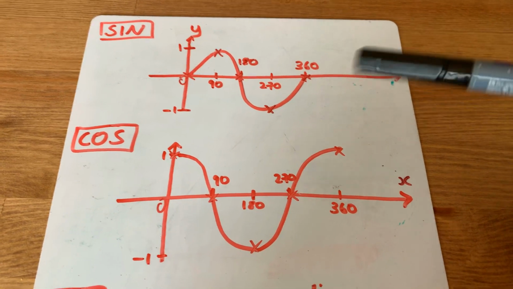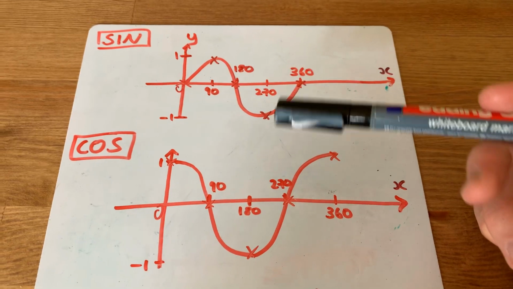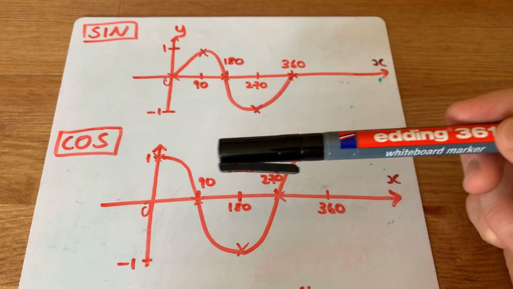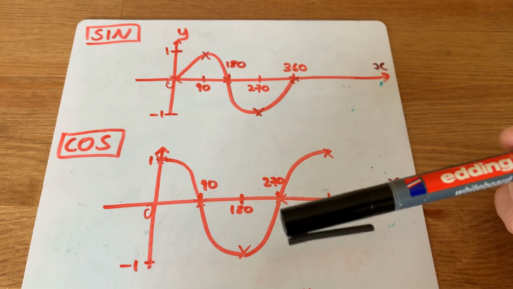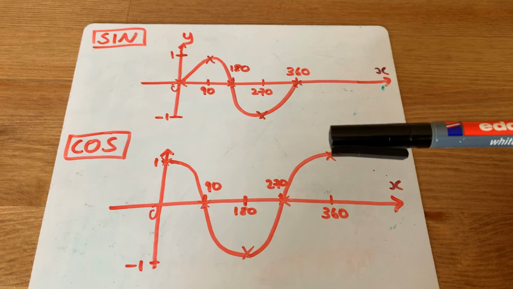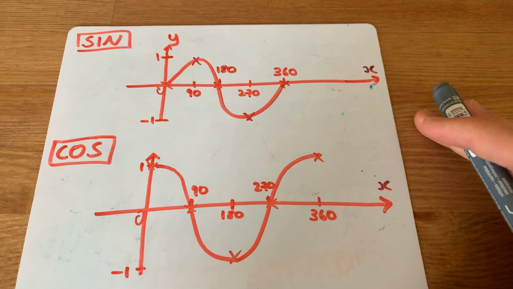two graphs. Okay, for sin: 0, 0; 90, 1; 180, 0; 270, -1; and 360, 0. For cosine: 0, 1; 90, 0; 180, -1; 270, 0; and 360, 1. Okay, so we need to be able to read off those coordinates of those points.